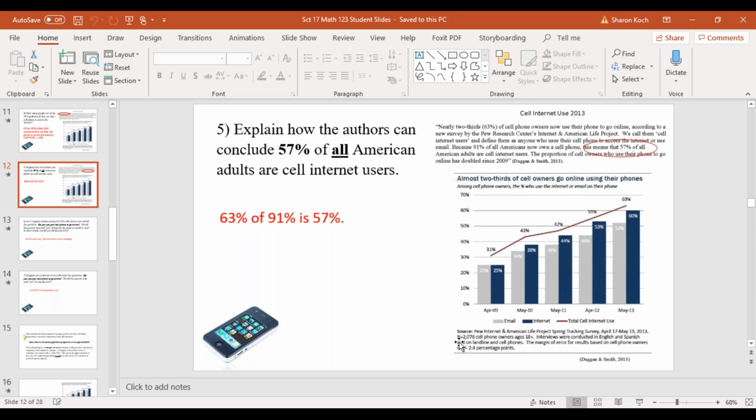It's telling me the sample size. The sample size is 2,076 people. What sample is taken? It's saying this was for cell phone owners 18 and older. And the dates this information was taken: between April 17th and May 19th of 2013. Now notice they show a plus or minus of 2.4 percentage points. This is the margin of error.